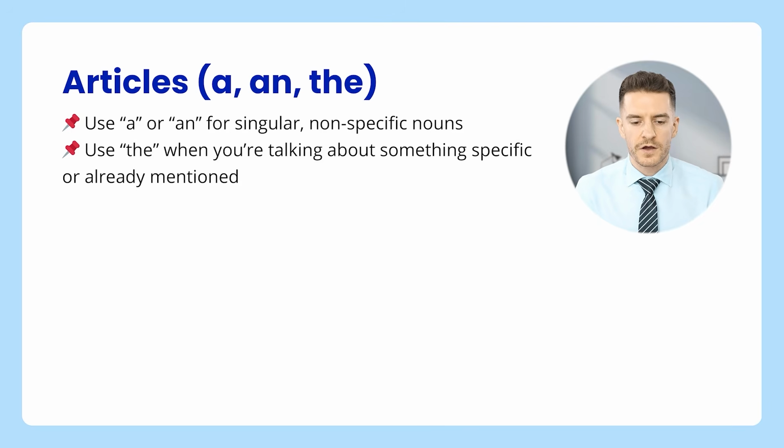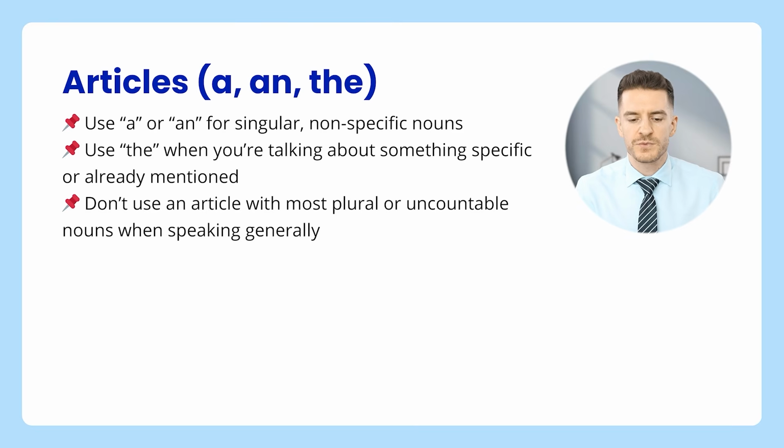When it comes to the, we use the when we're talking about something very specific or something we have already talked about. So for example, if you want something really specific, you would say, give me the, and then you say the thing, because you're talking about something very specific. It's not okay if you just get anything, okay? You're talking about something specific.